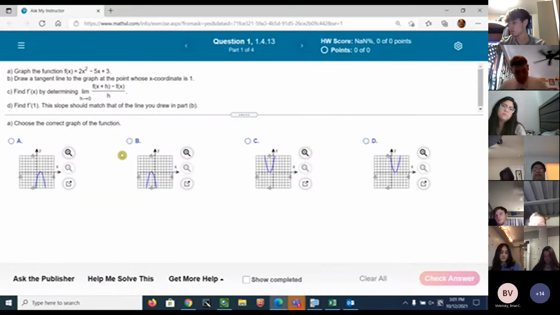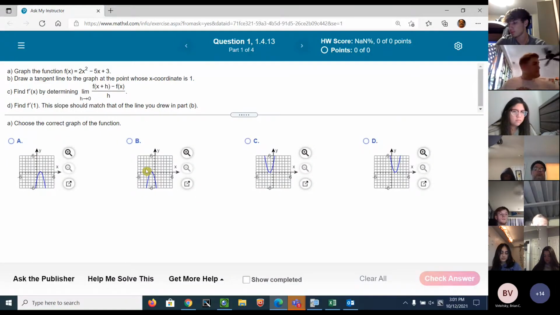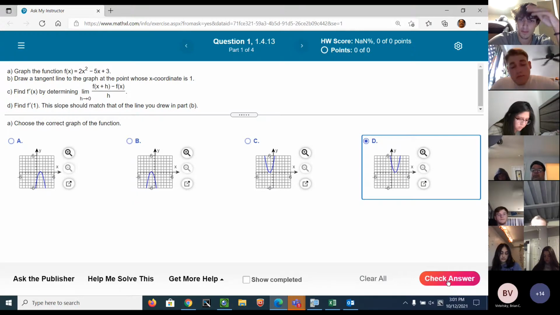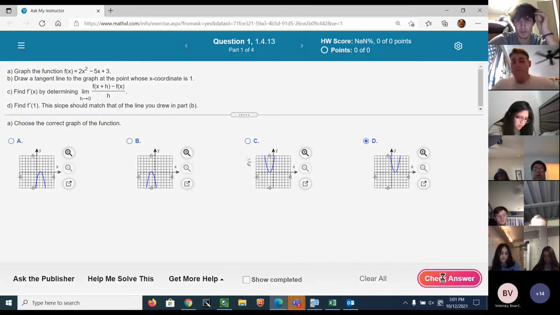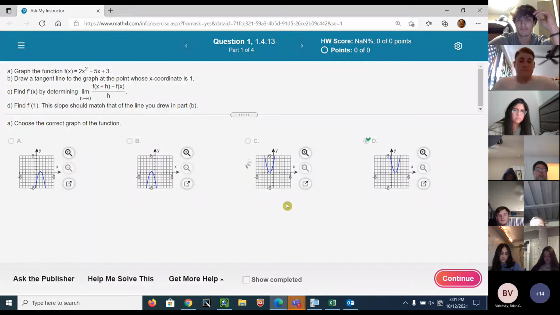So what is the function? It's not this one and it's not this one, so it's got to be either this one or this one, and the y-intercept, you'll have to plug it in. I have no idea which one it is, so I'm going to go with D. And that's all it's asking. I thought it would ask all that other stuff. You gotta click continue. Oh, thank you.